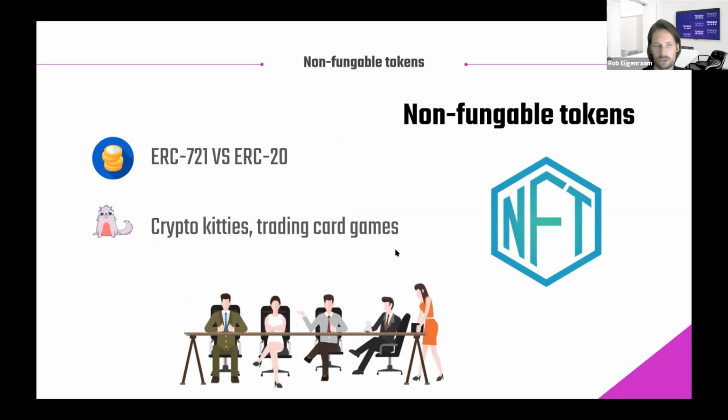Another difference is the difference between fungible and non-fungible tokens. So fungible tokens, most people are familiar with, like Bitcoin. One Bitcoin is the same as the other. And non-fungible tokens are ERC 721 tokens, like CryptoKitties and certain trading card games, where one token is actually different than another token.